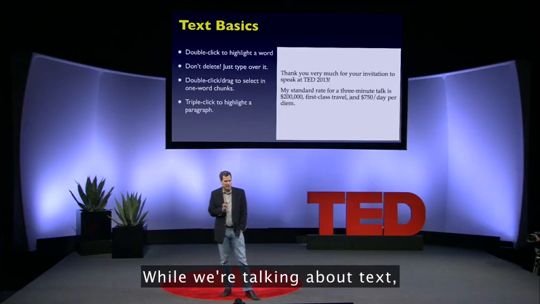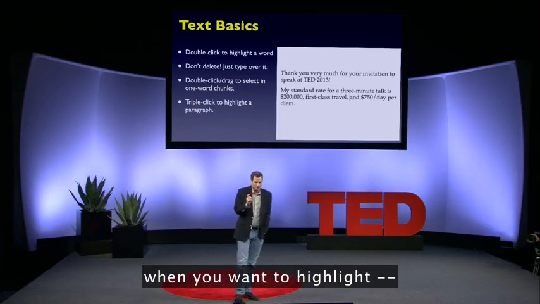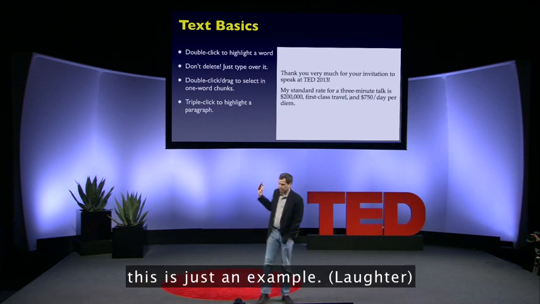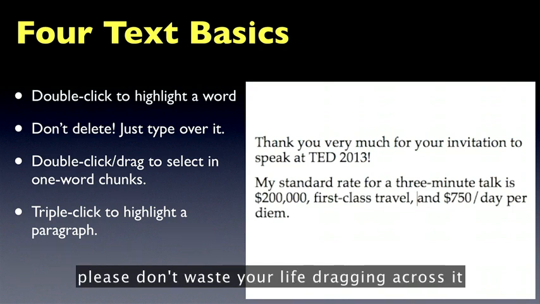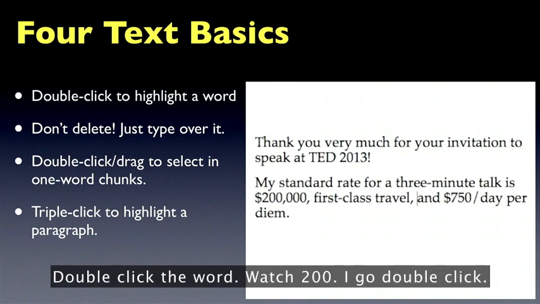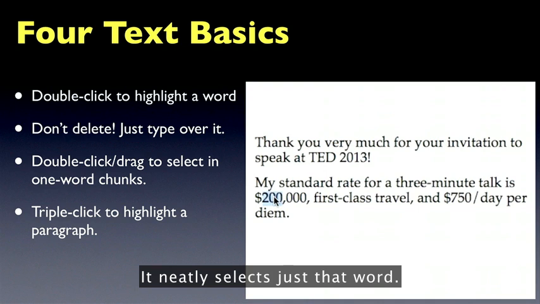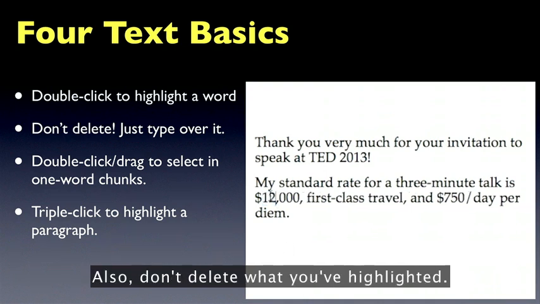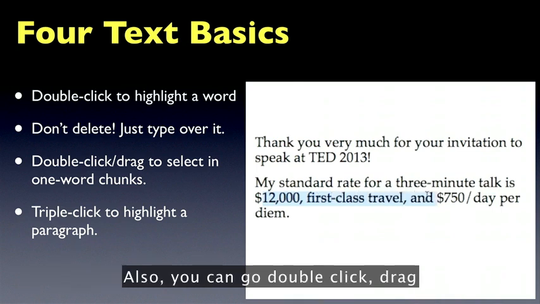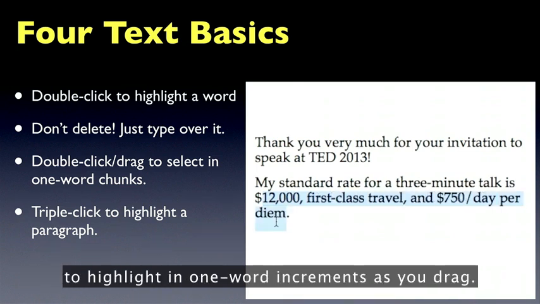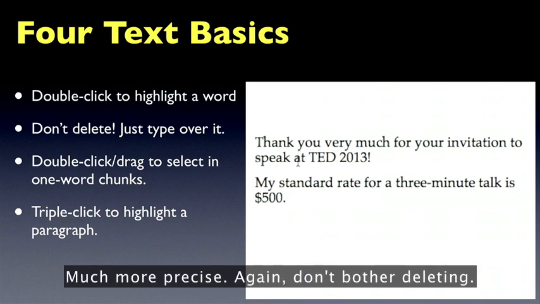While we're talking about text, when you want to highlight a word, please don't waste your life dragging across it with the mouse like a newbie. Double-click the word. It neatly selects just that word. Also, don't delete what you've highlighted. You can just type over it. This is in every program. Also, you can double-click and drag to highlight in one-word increments as you drag. Much more precise. Again, don't bother deleting. Just type over it.